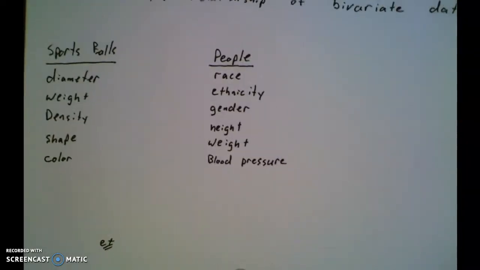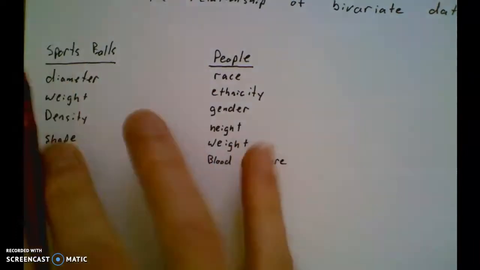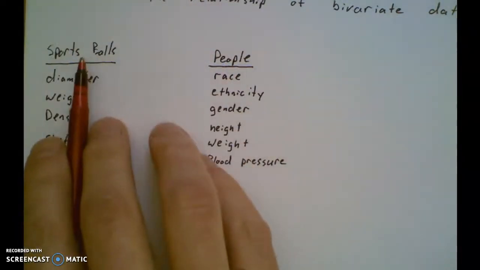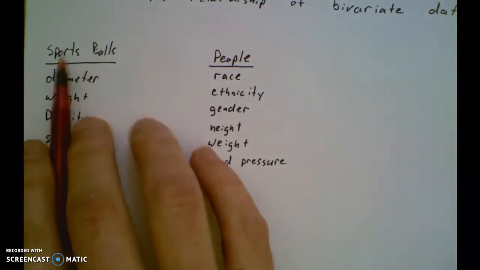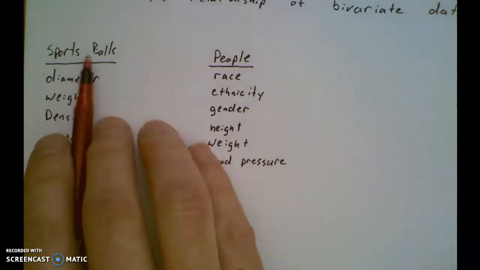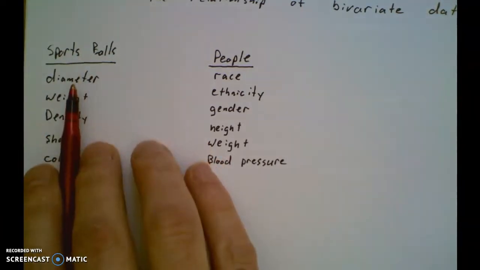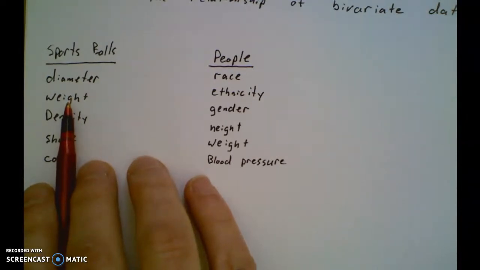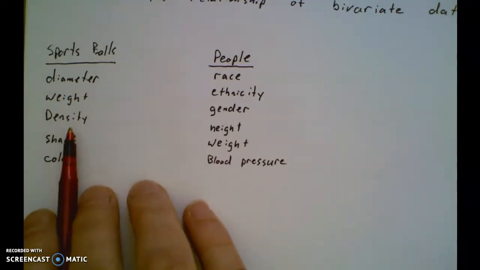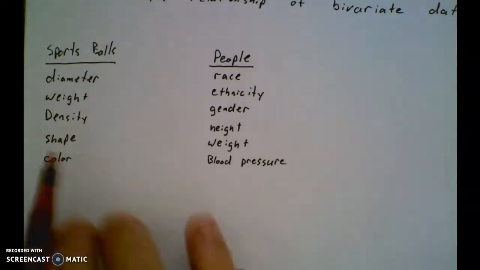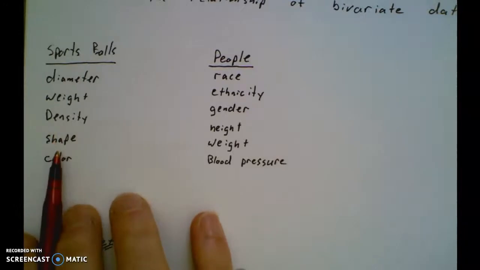Then I want to talk about how we represent them. If we were going to break down sports balls, there are lots of different ways we could represent or classify them. We could talk about the diameter of the ball, the weight of the ball, or the density. Hopefully you remember from science class that density just means how tightly compacted something is. We could talk about the shape, because it could come in all sorts of shapes.